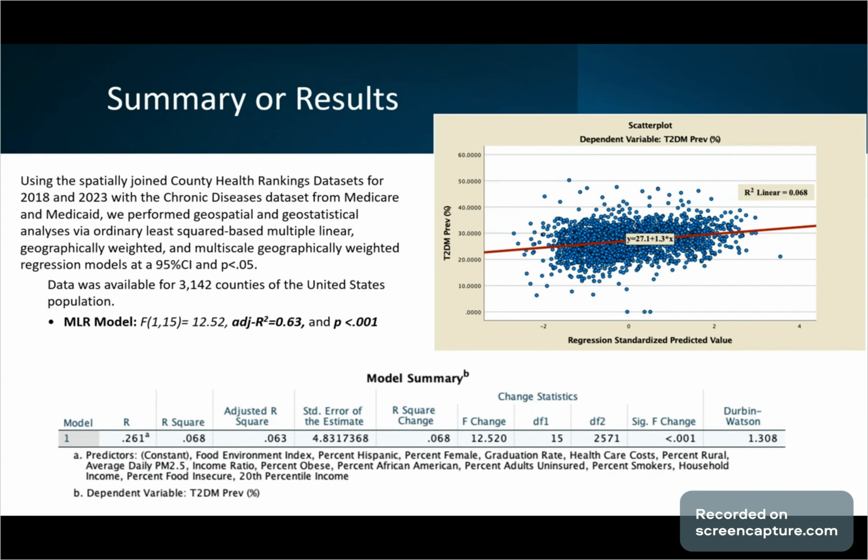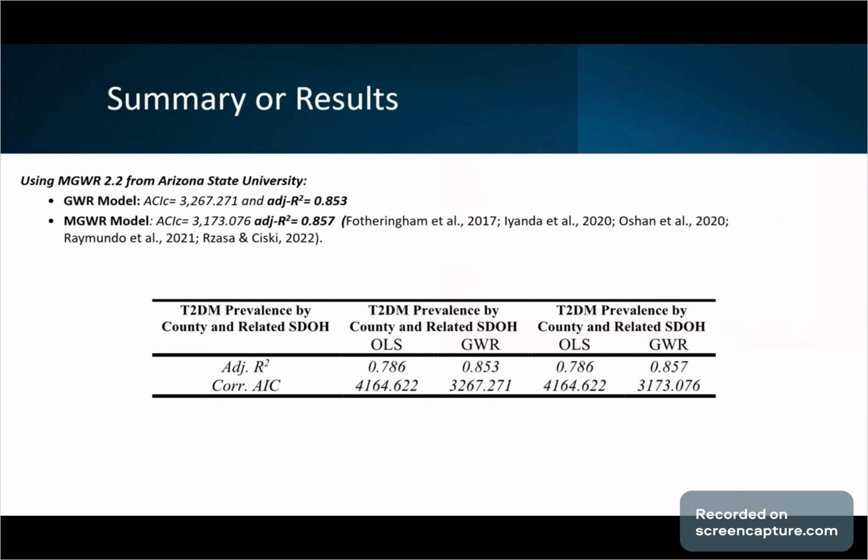These are all the variables that we were looking at: food environment index, Hispanic, female graduation rate. All of these were fitted into one model, and that's what that one model was. Now I want to go over geographically weighted regression and then multiscale geographically weighted regression, right? If you look at the adjusted R squared, the multiscale geographically weighted regression is slightly better than the geographically weighted regression. So what is the difference?